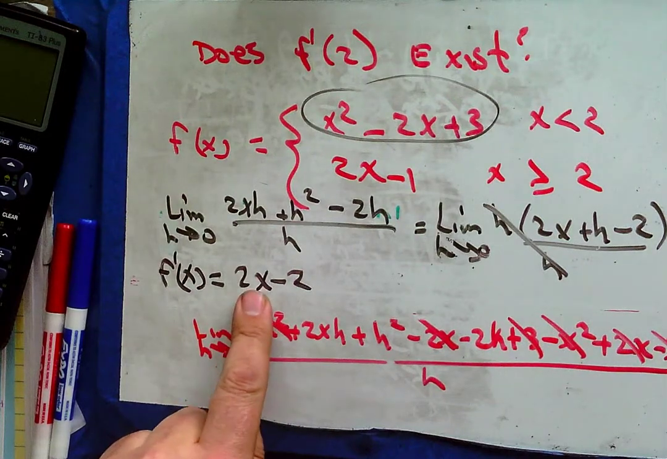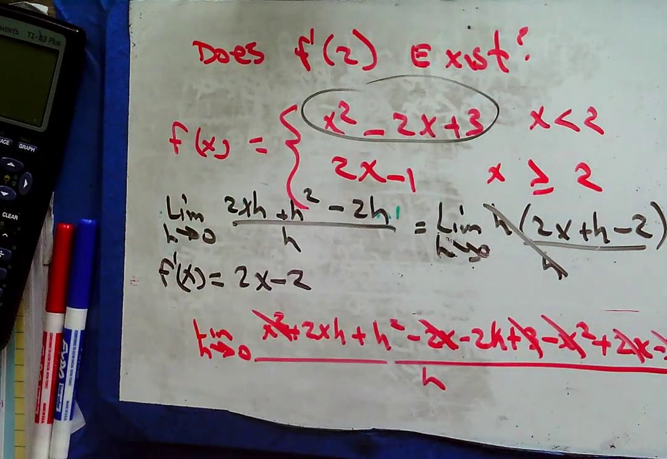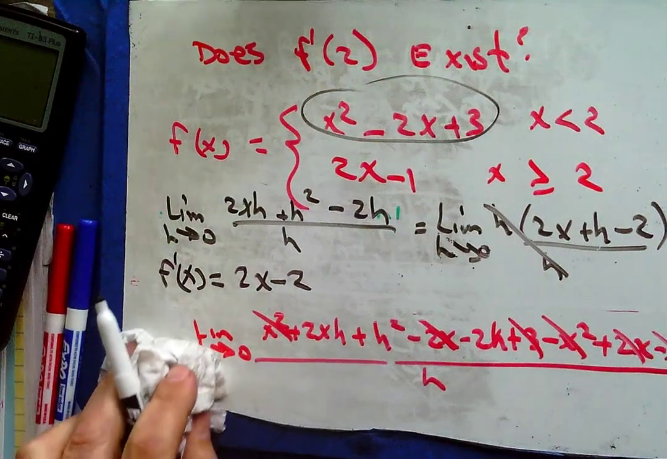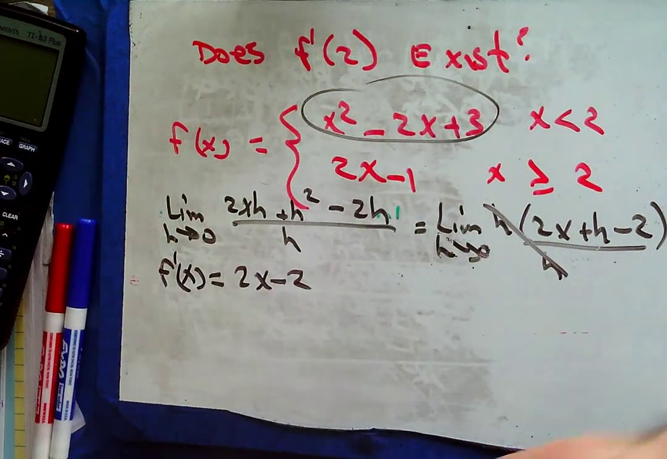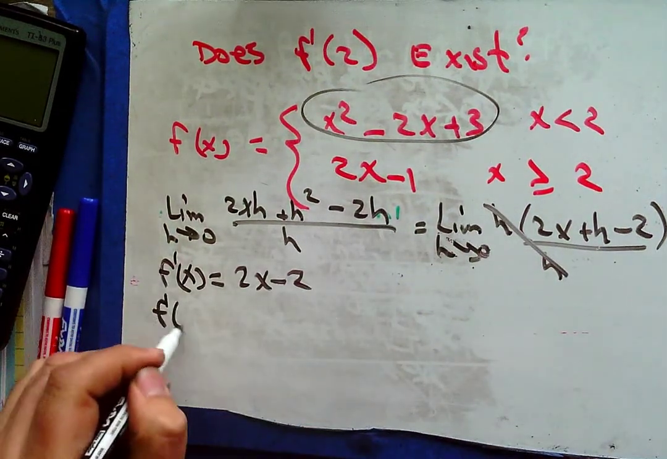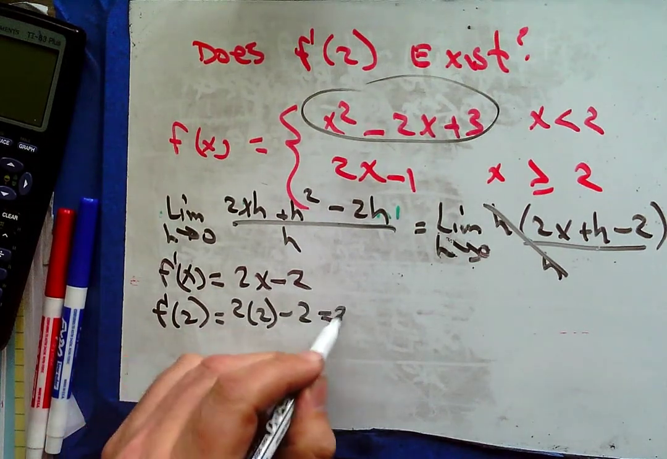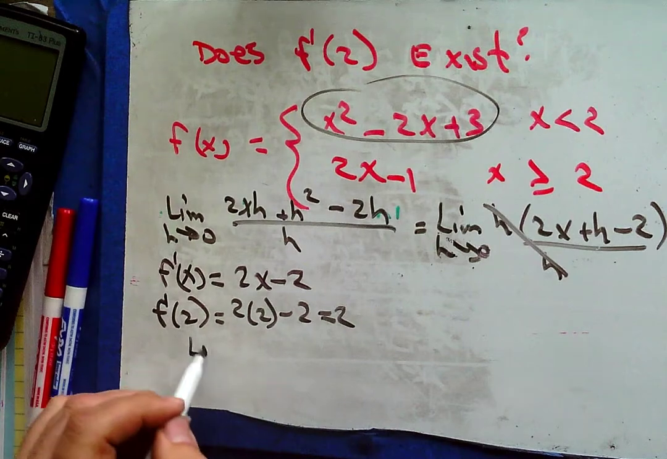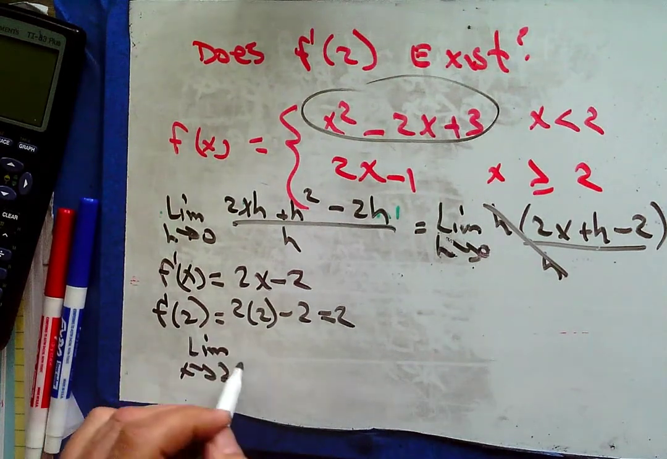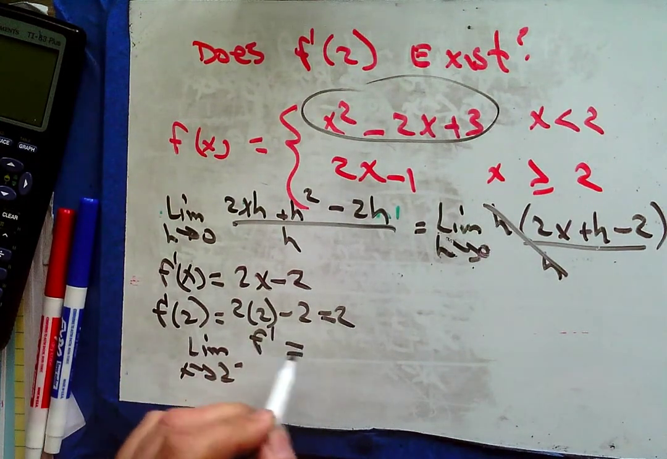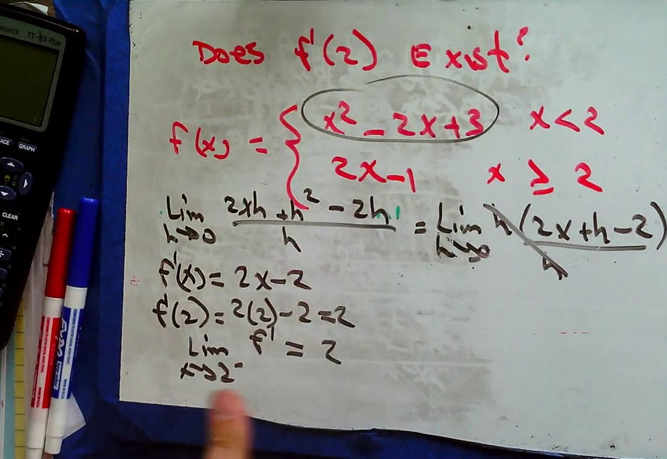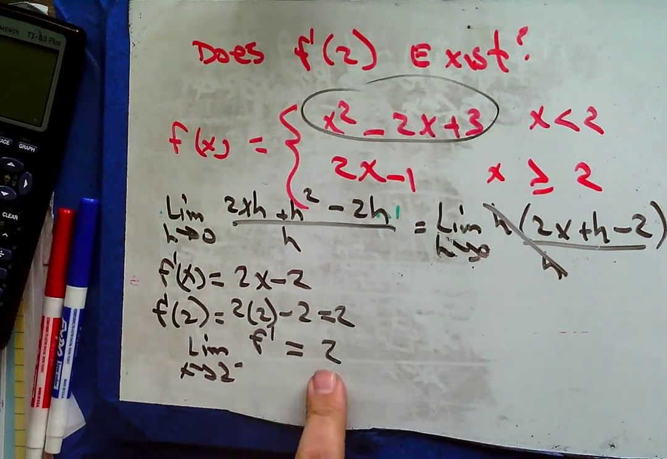Oh, look, the derivative is one degree less than this. That's very interesting. I wonder what will come of that. All right, so we want to know f prime of 2. That's 2 times 2 minus 2, which is 2. So the limit as x approaches 2 from the negative side of f prime is 2. The limit of the slopes from the left is 2.